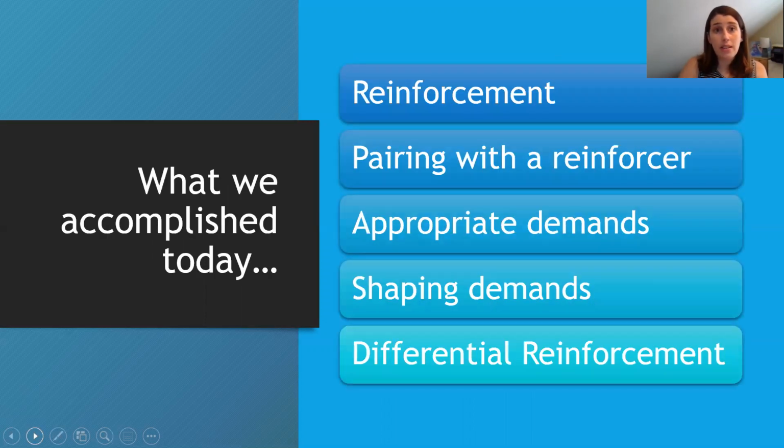Today we discussed a lot of concepts. We discussed reinforcement, pairing ourselves with a reinforcer, appropriate demands and how to develop them based on assessments, shaping those demands, and differential reinforcement.